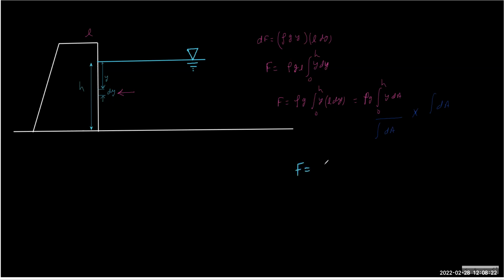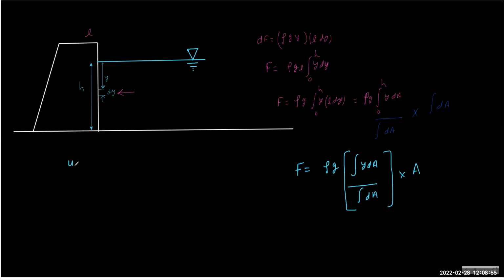F equals rho g y dA upon dA, whatever. So this term, you know what it is called? Let's say remove the limits, it doesn't matter. In the center of mass chapter, we have studied something called the area moment.